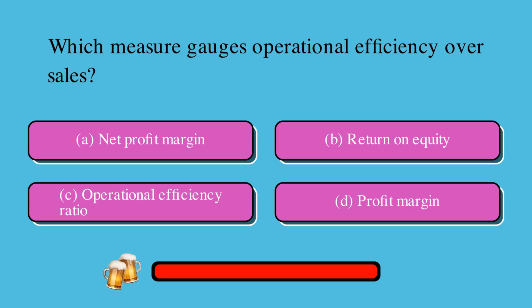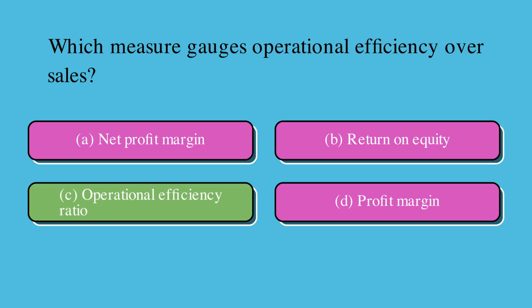Which measure gauges operational efficiency over sales? Is it A, net profit margin, B, return on equity, C, operational efficiency ratio, or D, profit margin? The correct answer is C, operational efficiency ratio.